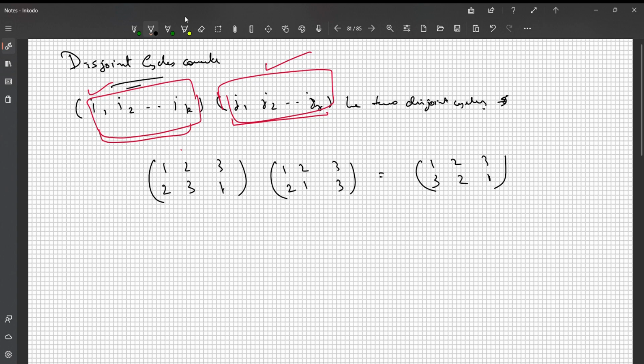So from the left what happens? 1 goes to 2 and here 2 goes to 3. So 1 goes to 3, right? From here we have 2 goes to 1, here 1 goes to 2. So 2 goes to 2 and you have 3 goes to 3 and here 3 goes to 1. So 3 goes to 1.